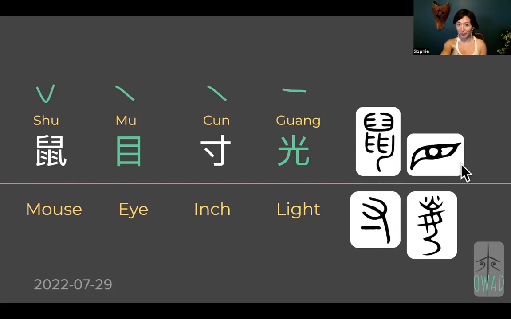Okay, 目, we talked about before, is our eye with the eyeball in the middle, but eventually this became a more efficient way to write it, a box with two horizontal lines. And 寸, okay. Again, this trident, is it called a trident? It's a type of weapon used by Poseidon. I don't know. Anyways, that's actually a Chinese hand symbol with a three-finger hand. And then there's this pointer horizontally pointing to here.